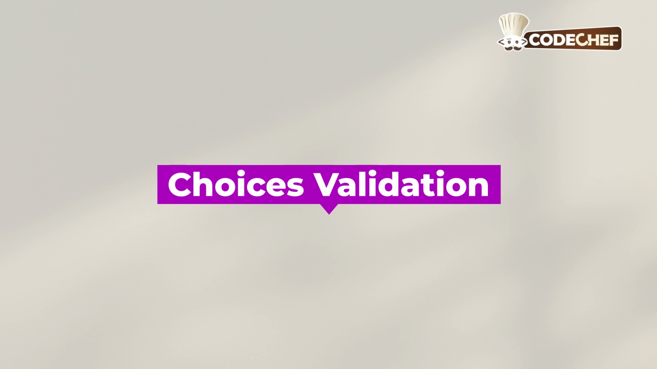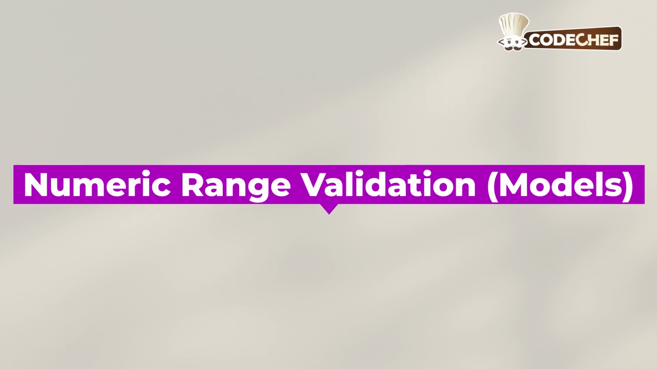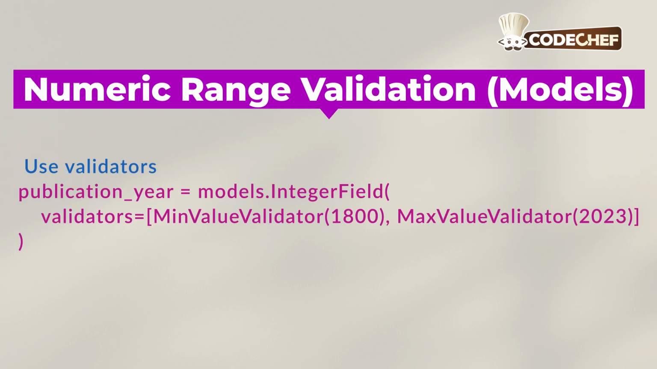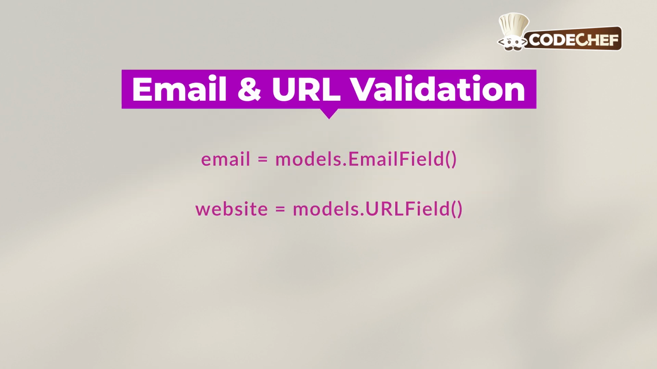Then we have choices validation. Choices ensure that only allowed values can be saved. This is great for drop-down type fields like categories, status, or genres. Then we have numeric range validations. Django does not have a min value or max value in models. Instead, we must use MinValueValidator and MaxValueValidator from Django's core validators. Then we have email and URL validations. Both EmailField and URLField automatically check if the given values follow correct formats for emails and URLs.